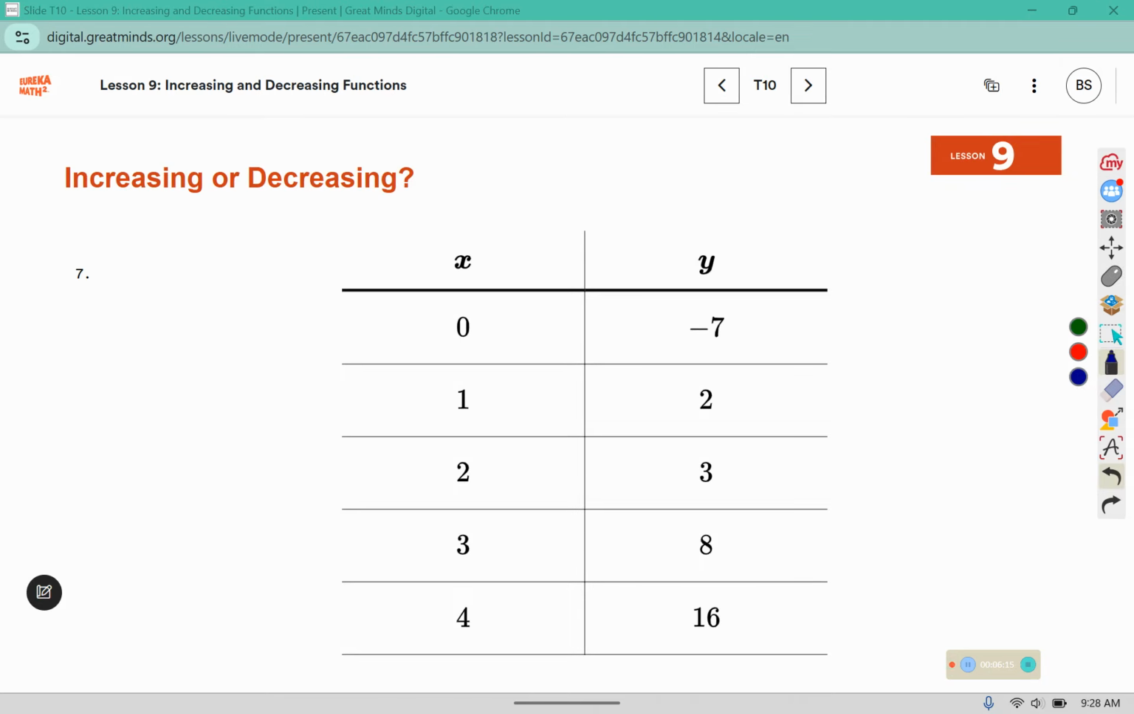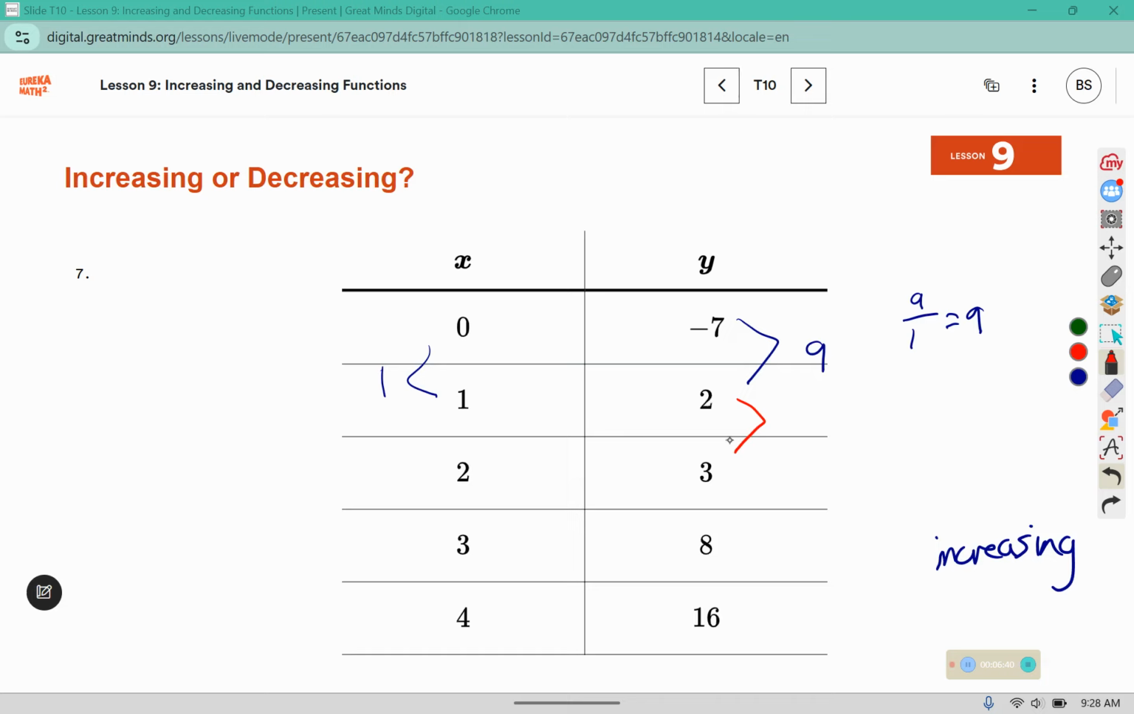As we move up the x-axis, this one is also getting larger, so it is increasing. From negative 7 to 2, that is a difference of 9. 2 minus negative 7 is 9. 1 minus 0 is 1. So at this point, it has a rate of 9.